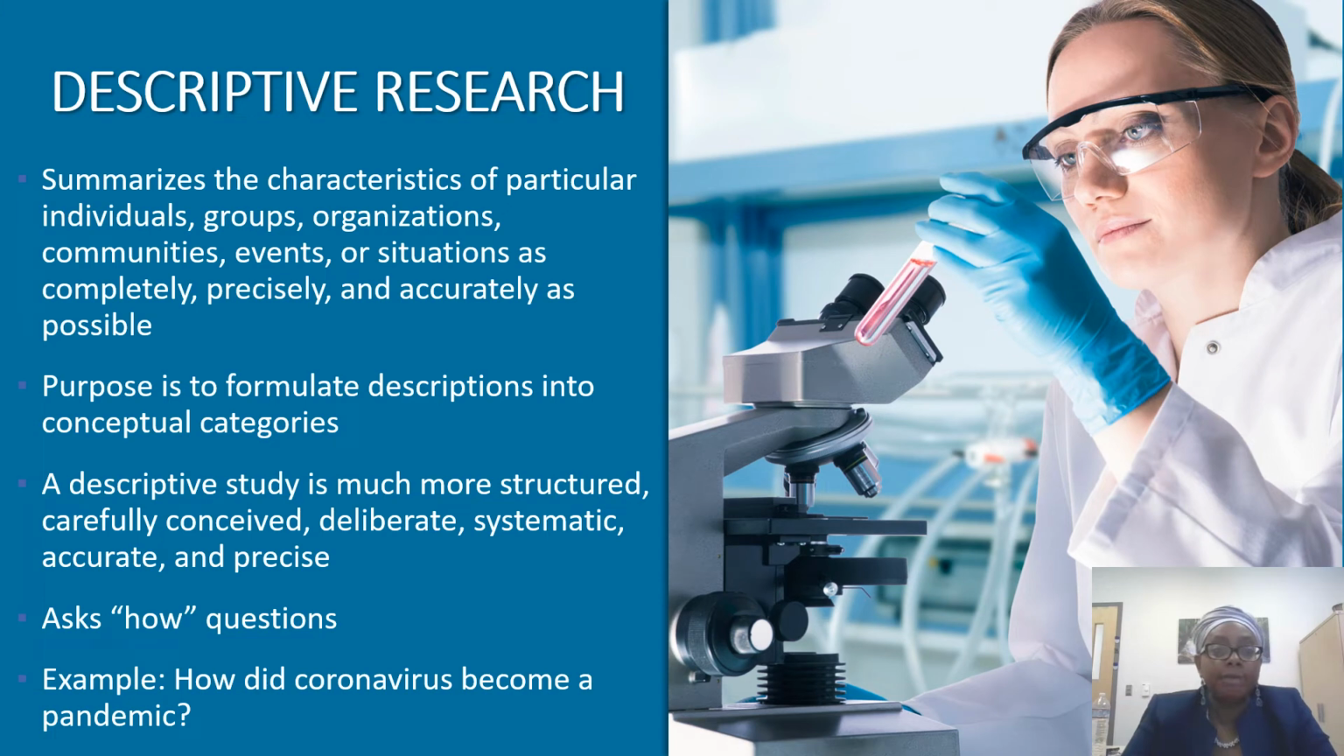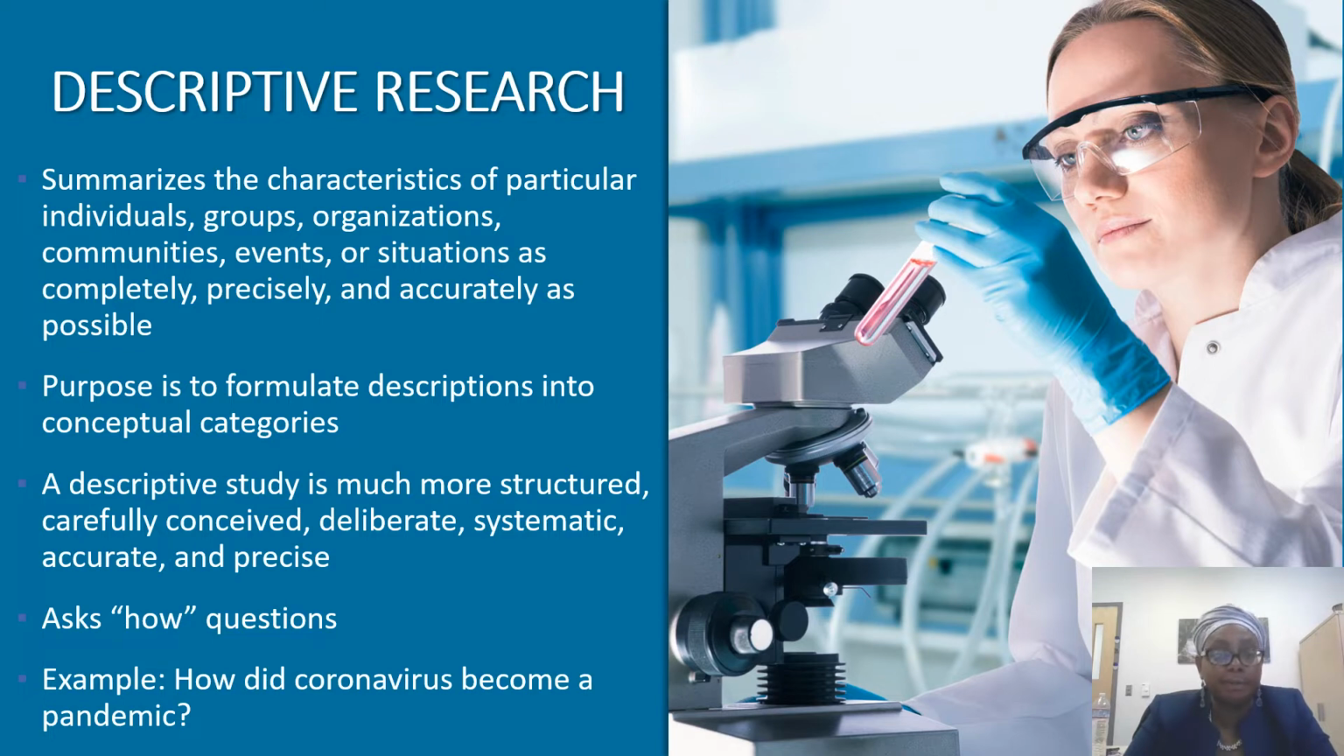The next type of research is descriptive research. So descriptive research is just like it sounds. We are basically summarizing the characteristics of something in particular, whether we are researching an individual, a group, a full-on organization or community, a certain event, situation, circumstance, etc. We are trying to basically describe everything that's going on. Well, I won't say everything. We're trying to describe the nuts and bolts of that situation based on the specific area of research that we are targeting.